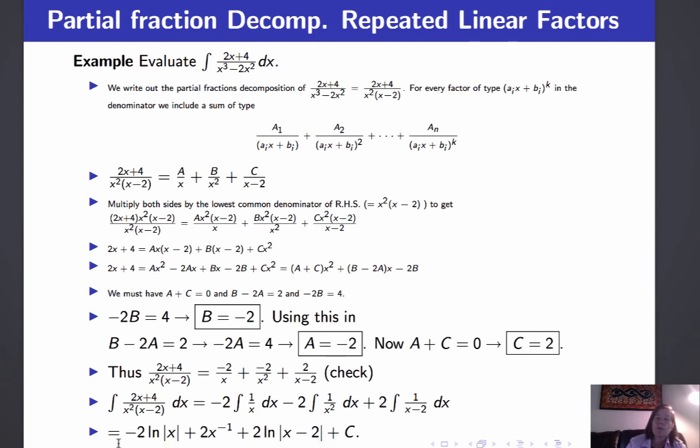So these integrals are minus 2 times the natural log of the absolute value of x. Using the power rule for the second one, we get plus 2 times 1 over x, or x inverse, plus 2 times the natural log of the absolute value of x minus 2 for the last one, using a substitution, u equals x minus 2.